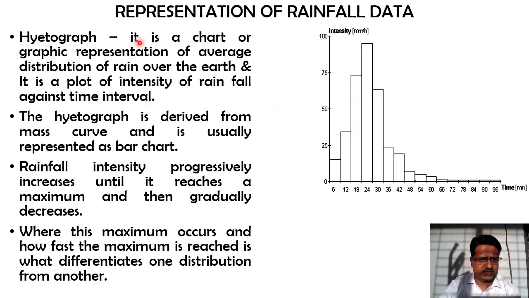Hyetograph. It is a chart or a graphic representation of average distribution of rain over the earth, and it is a plot of intensity of rainfall against the time interval. You can check out here. Hyetograph is a chart or a graphical representation of average distribution of rainfall over the earth. So here, over the earth, in the sense what? In your catchment area. Then, it is a plot of intensity of rainfall against the time interval.